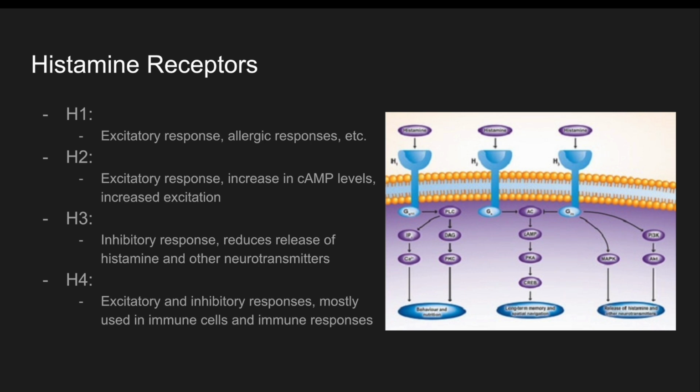Activation of H4 receptors leads to both excitatory and inhibitory responses, and these receptors are primarily expressed in immune cells and have roles in inflammation, chemotaxis, and immune responses. Also, this cartoon on the right here just gives a general idea of the histamine receptors and where they are relative to the cell.